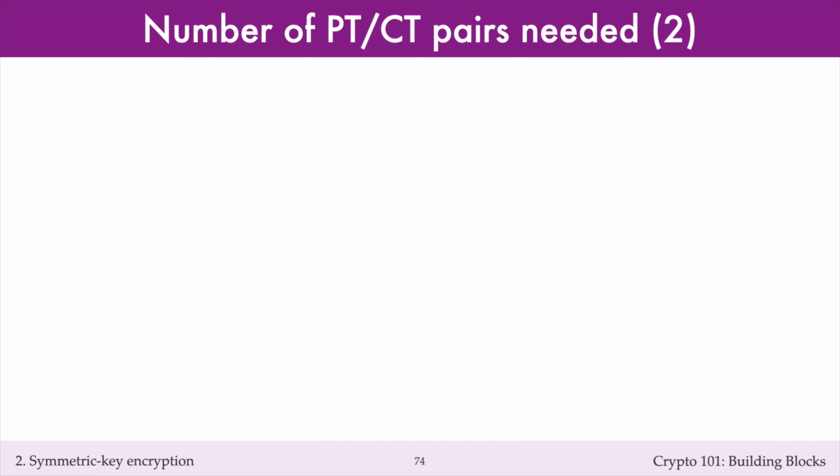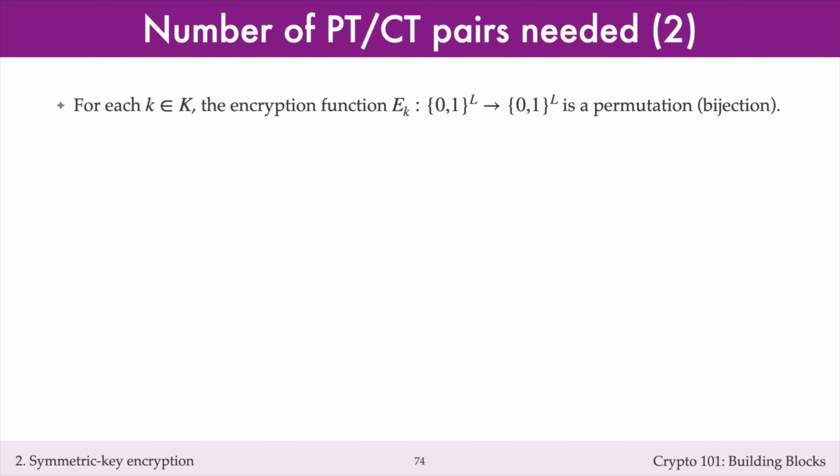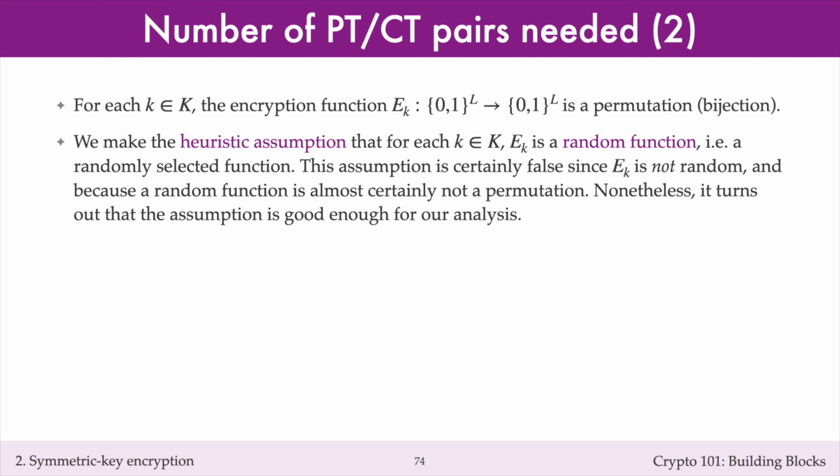Let me explain how to determine the number of false keys. For each key in the key space, the encryption function, defined by K, is a permutation of the block space. This is because the encryption function EK is an invertible function. I'll make the heuristic assumption that for each key K in the key space, the encryption function EK is a random function. In other words, a randomly selected function.